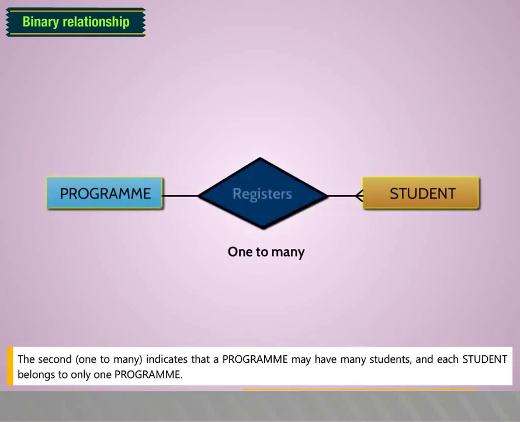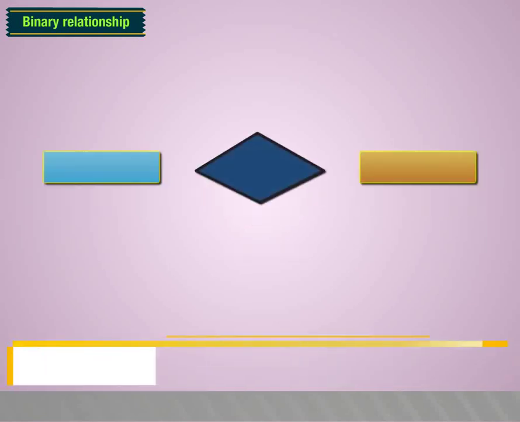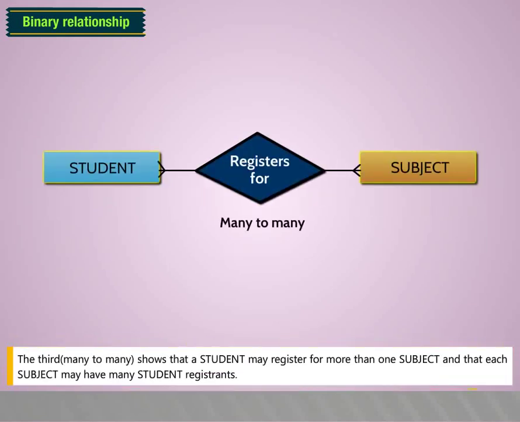The second, one-to-many, indicates that a program may have many students and each student belongs to only one program. The third, many-to-many, shows that a student may register for more than one subject and that each subject may have many student registrants.